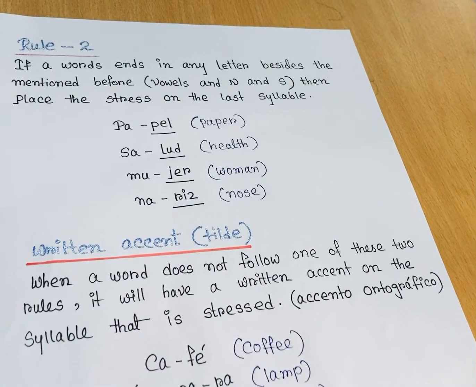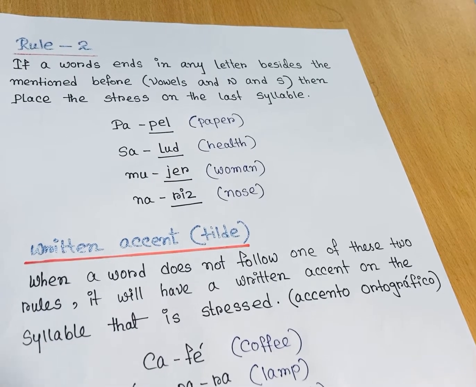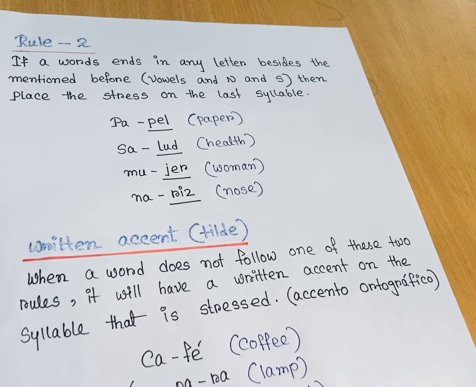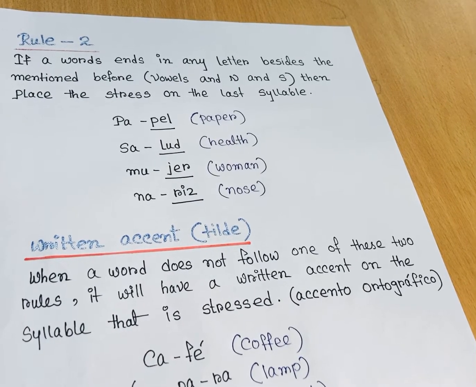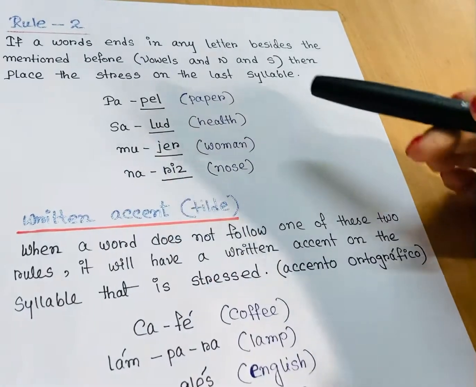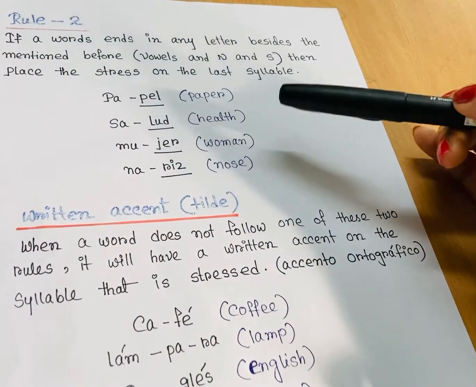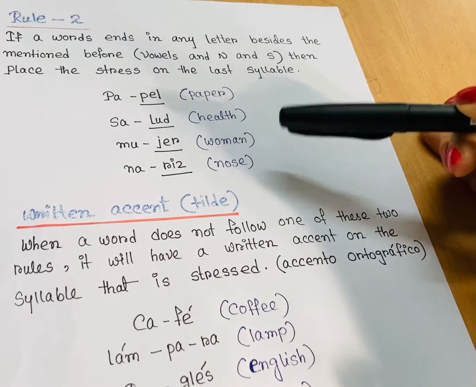Now, rule number 2 is if a word ends in any letter besides the ones mentioned before, like vowels or N or S, then place the stress onto the last syllable. For example, papel, salud, mujer, nariz.